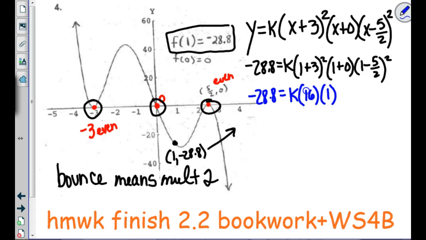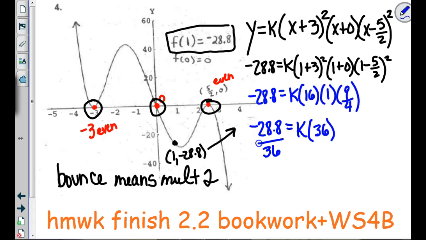-28.8 equals k times, what is 1 plus 3 quantity squared? 16 times 1, which is going to do nothing, times 1 minus 5/2 would be -3/2, but remember when you're squaring it's going to become positive, right? Yep, 9/4, good call. And you can use your calculator to do all that. Over here we have 16 times 1 times 9 divided by 4. My little pea brain is getting 36. Somebody tell me if that's wrong. Okay, now what? Divide. And I don't know what that is. Fraction maybe?